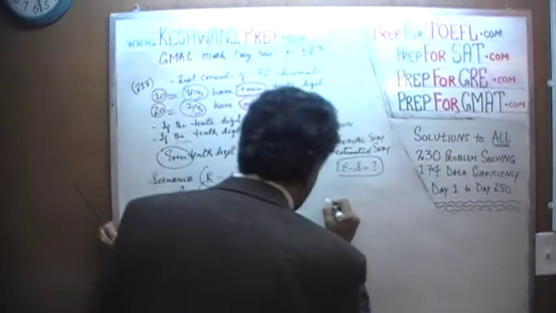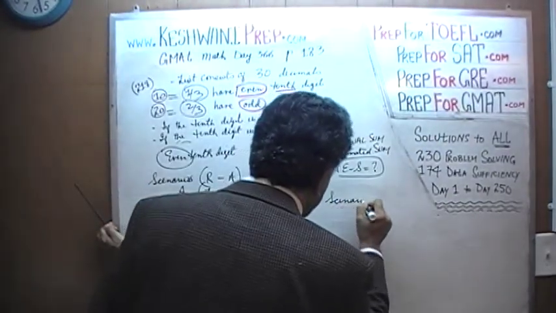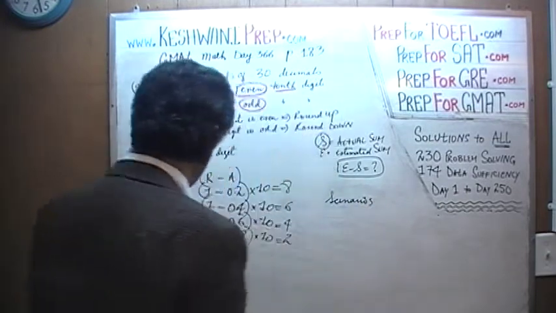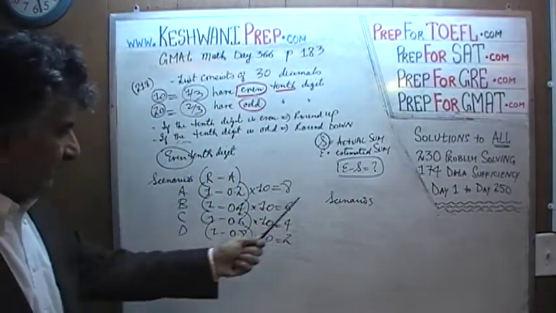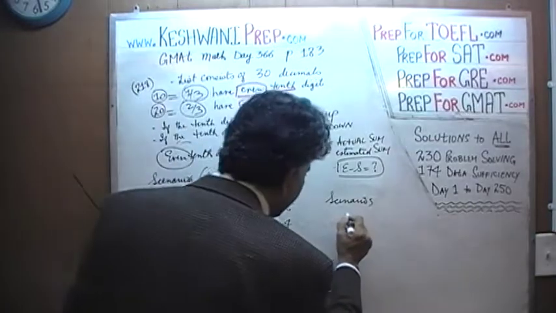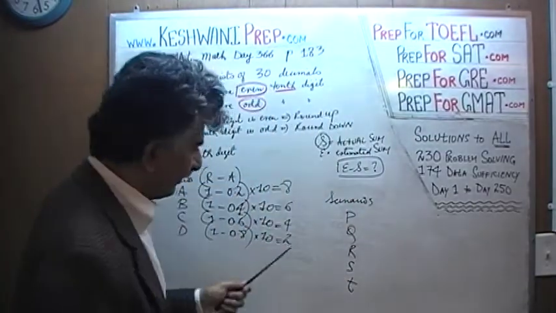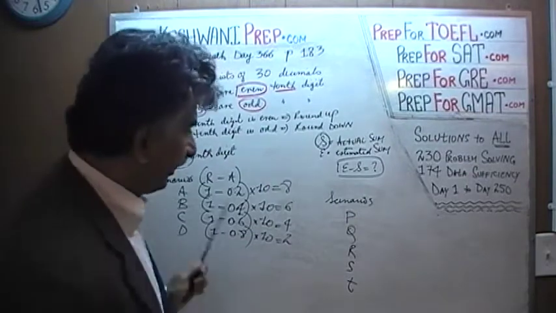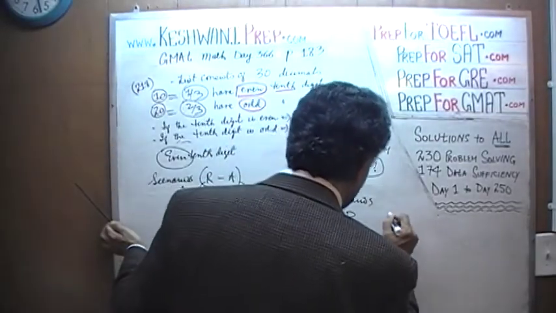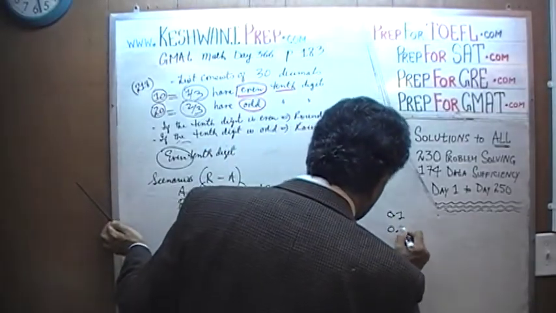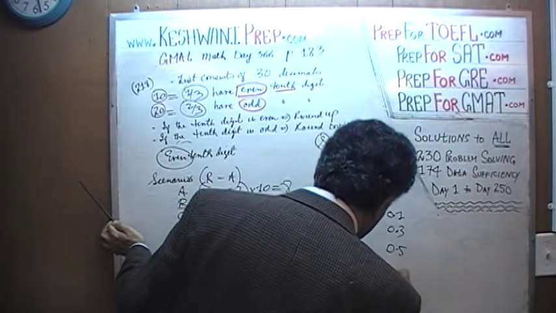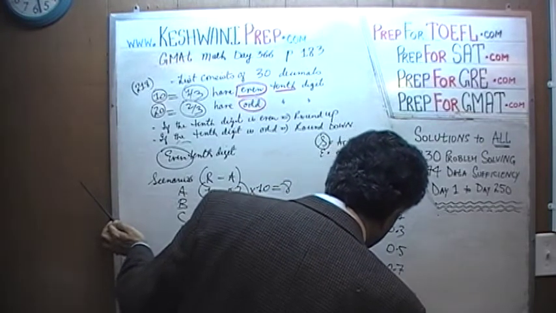Again, here are the different scenarios. To keep them separate from A, B, C, D, let's keep the odd ones separate by calling them P, Q, R, S, and T. In the odd one, we'll have five scenarios because it begins with point 1, then goes to point 3, point 5, point 7, and point 9.